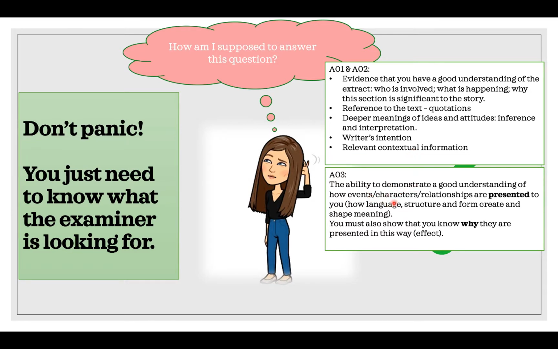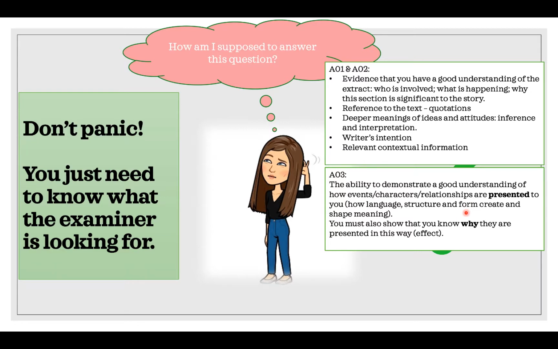In terms of AO3, you need to show that you've got an ability to demonstrate a good understanding of how the events, the characters, the relationships are presented to you. So presented always refers to the techniques or the methods that have been used by the writer. And in particular, there's mention of language, structure and form. So you want to try and show that you've got an understanding of all of these different things.